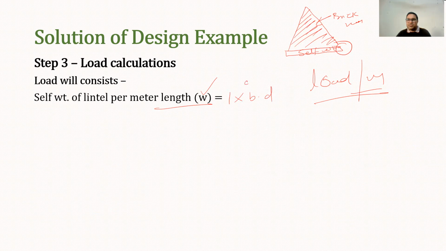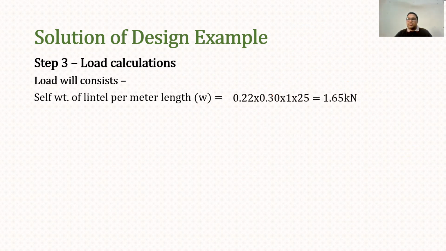So B value is 0.3 meter and D value is 220 mm, which is 0.22. So 1 into 0.3 into 0.22, that becomes the volume. Now it will be multiplied by the density of RCC, which is 25 kilonewton per meter cube. So multiplying all these values, we will get the value of self-weight per meter length, which will be 1.65 kilonewton. So 0.22 into 0.3 into 1 into 25. This is how we get the self-weight of lintel.